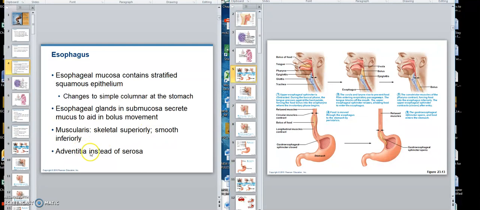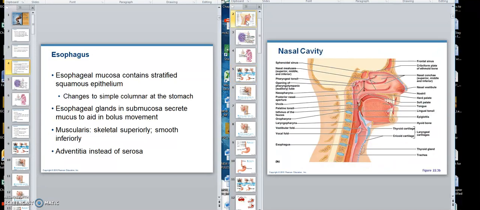Okay. Adventitia instead of serosa, because this needs to lock into position. Remember, the serosa is going to be in the intestine area. We just did that a little while ago, because you want them to move freely away from one another. But this here has an adventitia. Adventitia is a connective tissue that seals you to the surrounding structure so you don't move around.